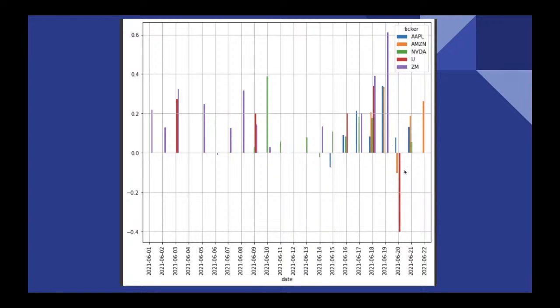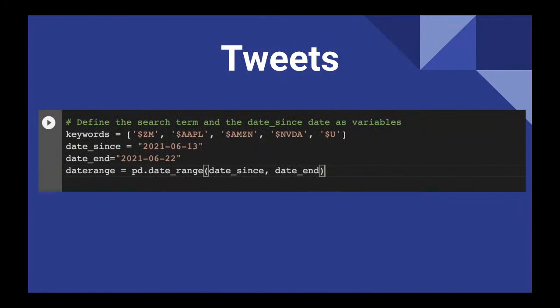The next day, Unity is very negative. I don't know what happened, but that's how we can analyze the data. The next one is a tweet. So how can we get the data from a tweet?